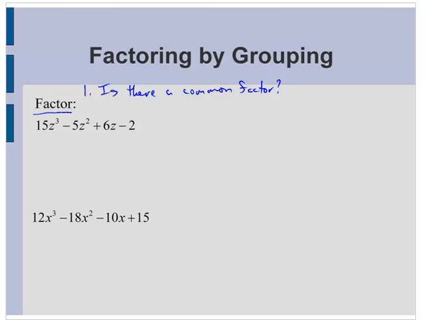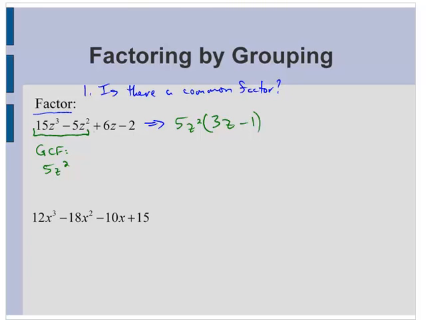And so what I like to do is, I like to look at the first 2 terms, and I sort of underline them. And I say, how would those factor? Do they have a common factor? 15z cubed and 5z squared have a common factor. These have a GCF of 5z squared. So the first 2 terms would factor as 5z squared times 3z minus 1.